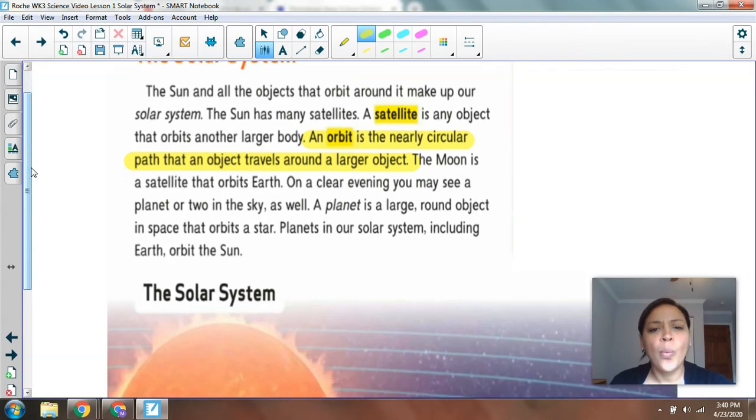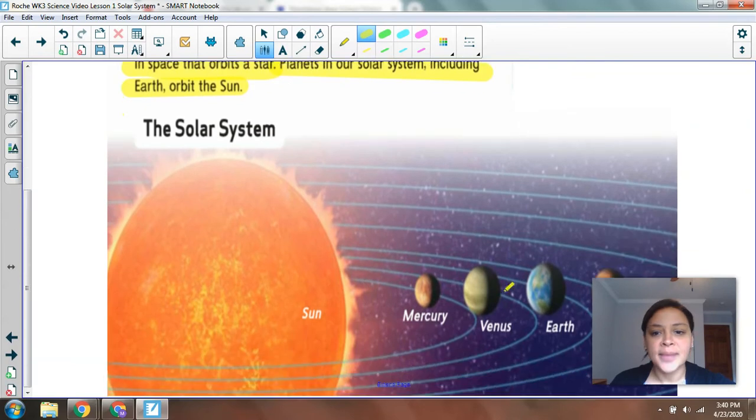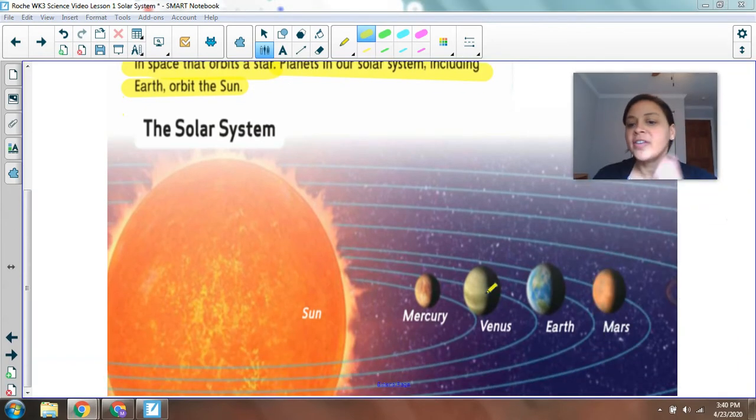Okay? Also, what did they say a planet is? What is a planet? Yes, a planet is a large round object in space that orbits a star. And so this last sentence is also important. Planets in our solar system, including Earth, orbit the sun. Okay? So let's take a look here at what that looks like. Here we have Mercury, Venus, Earth, and Mars. And you can see that they are orbiting around the sun, going in that circular elliptical path.